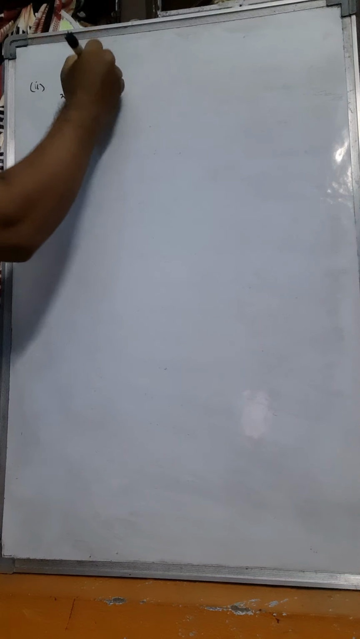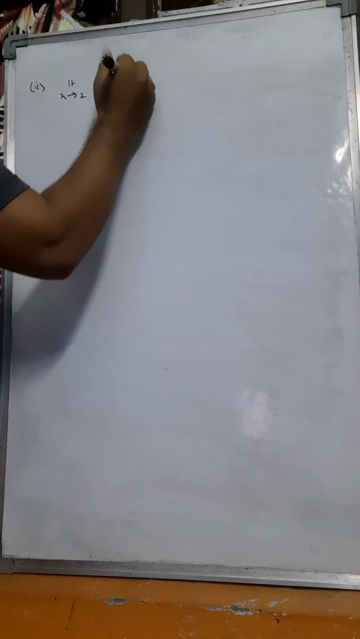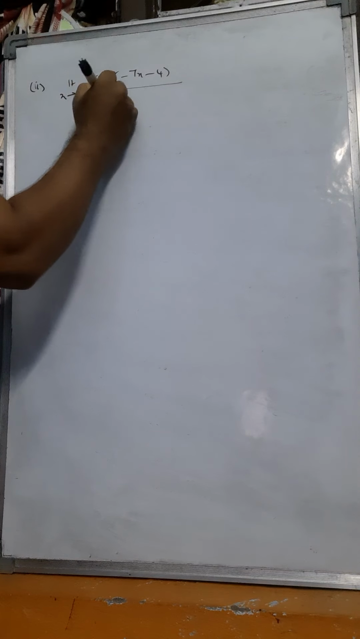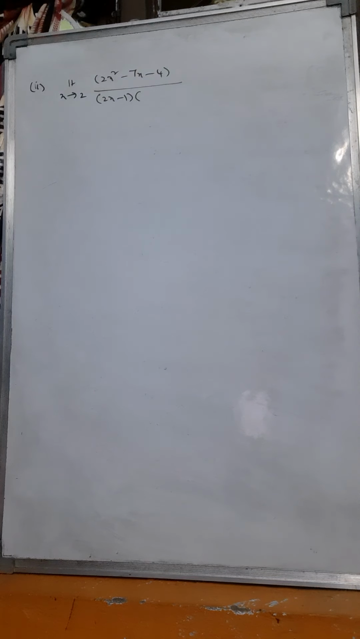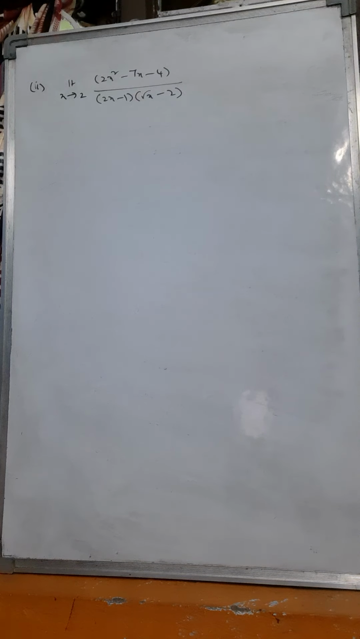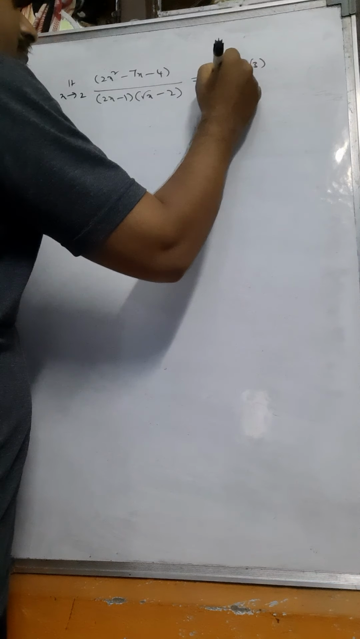Next problem, the second one. Limit x tends to 2, (2x square plus 7 minus 7x minus 4) by (2x minus 1) into (root x minus 2) is equal to 5 into (2 plus root 3) by 3.